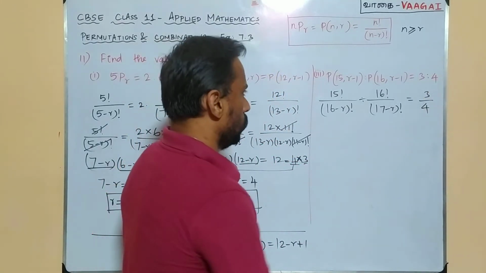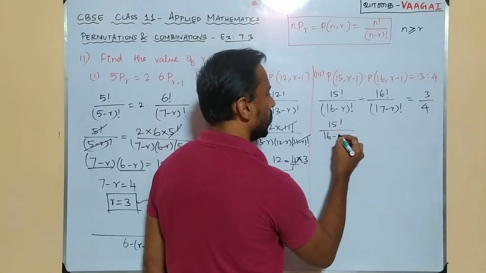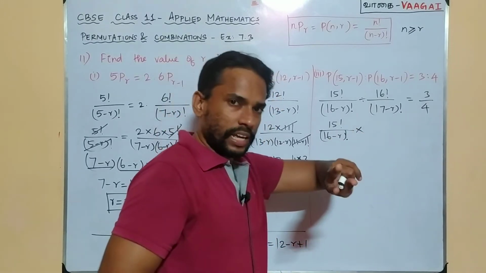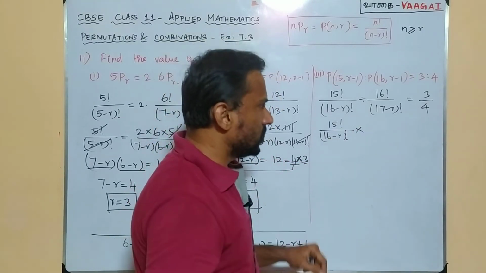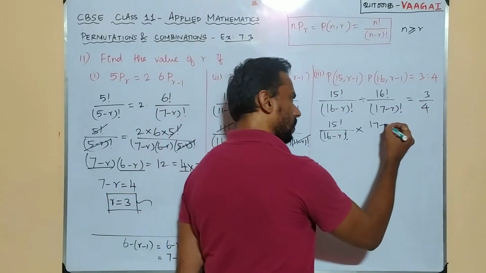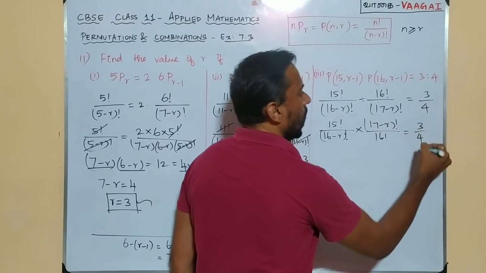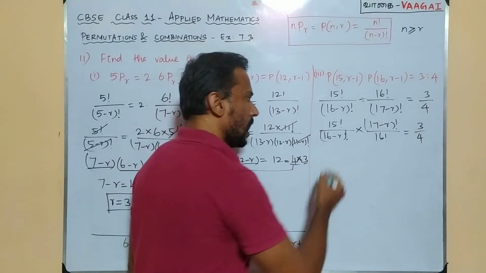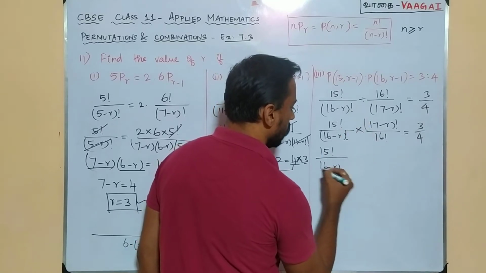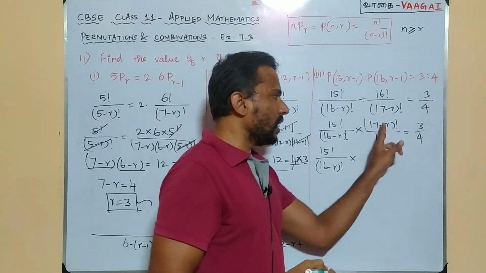And what next I can do is I will just write this one as 15 factorial by 16 minus r the whole factorial into, I can change the division sign to multiplication, for which reason I will just take the reciprocal of the term. So if I do that, I will be getting 17 minus r factorial by 16 factorial is equal to 3 by 4. And once again what I can do here is I will have this expression as it is, 15 factorial by 16 minus r the whole factorial multiplied by, now we will try to rewrite these terms.